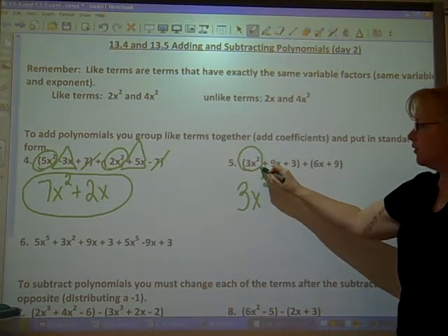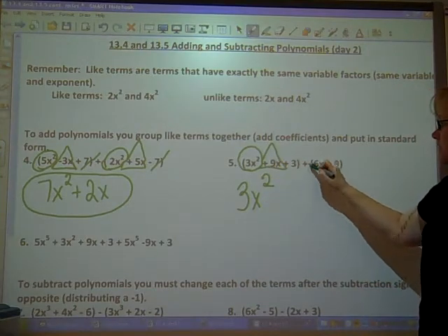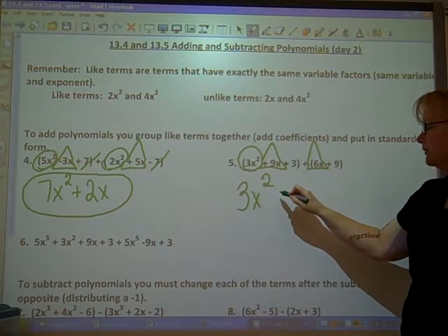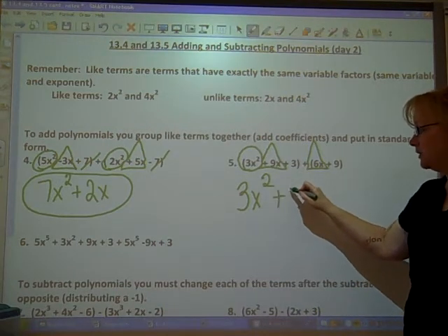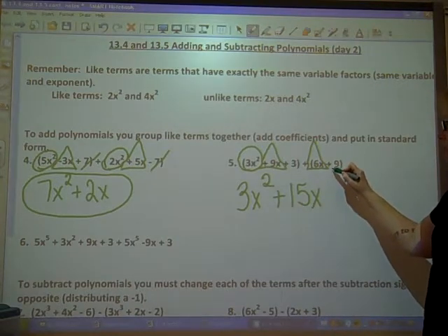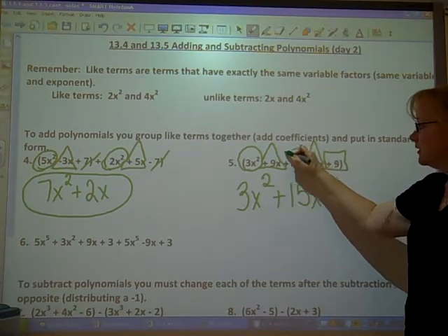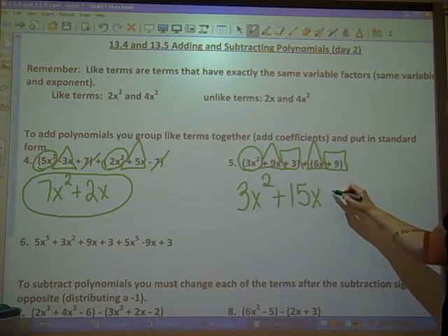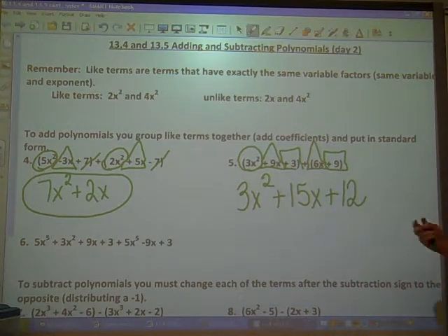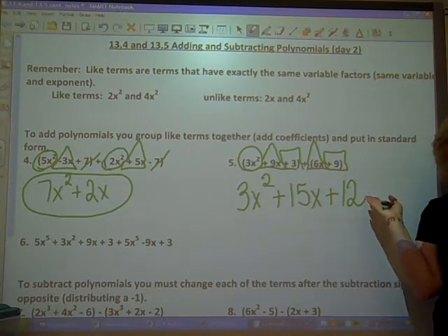Then, Charlie, I agree with you. 9x and 6x, what do I get? 15x. Okay, so it's positive 15x. And then my constant terms, my 9 and my 3, I get what? 12. So positive 12, or a plus 12. Have I combined all my like terms?